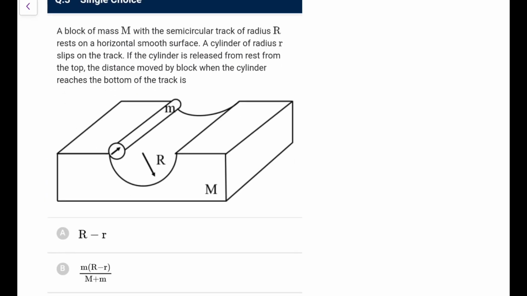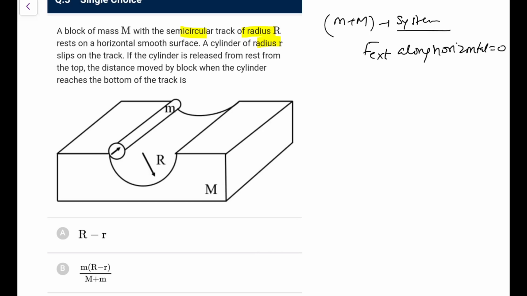A block of mass M with a semicircular track of radius R rests on a horizontal smooth surface. A cylinder of radius small r slips on the track. If the cylinder is released from rest from the top, what is the distance moved by the block when the cylinder reaches the bottom? So here if I treat M plus m as a system, and since it is smooth, there is no F external along horizontal, so the CM motion won't change. It was at rest, it will remain at rest. That means if the cylinder travels this R distance with respect to the block, the block won't stay here, it will shift backwards.